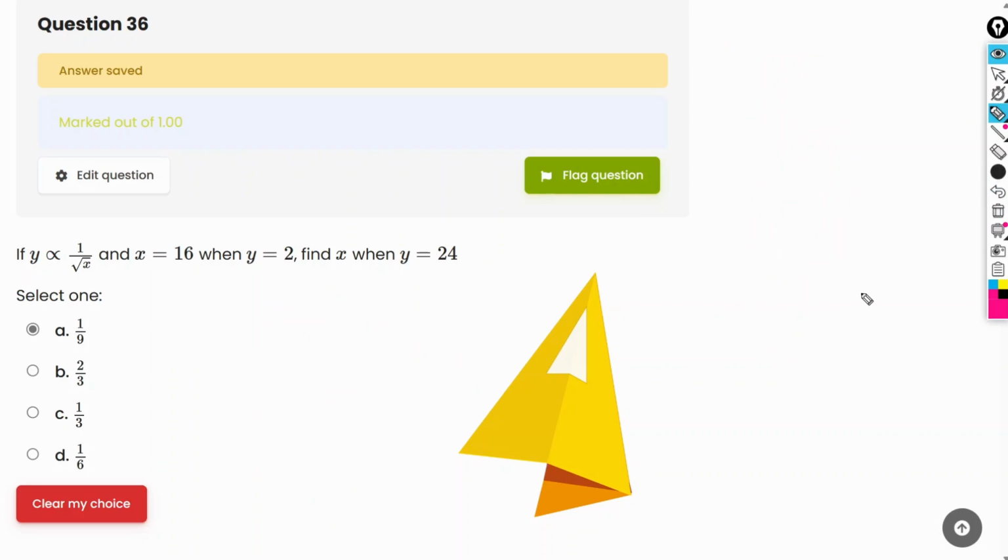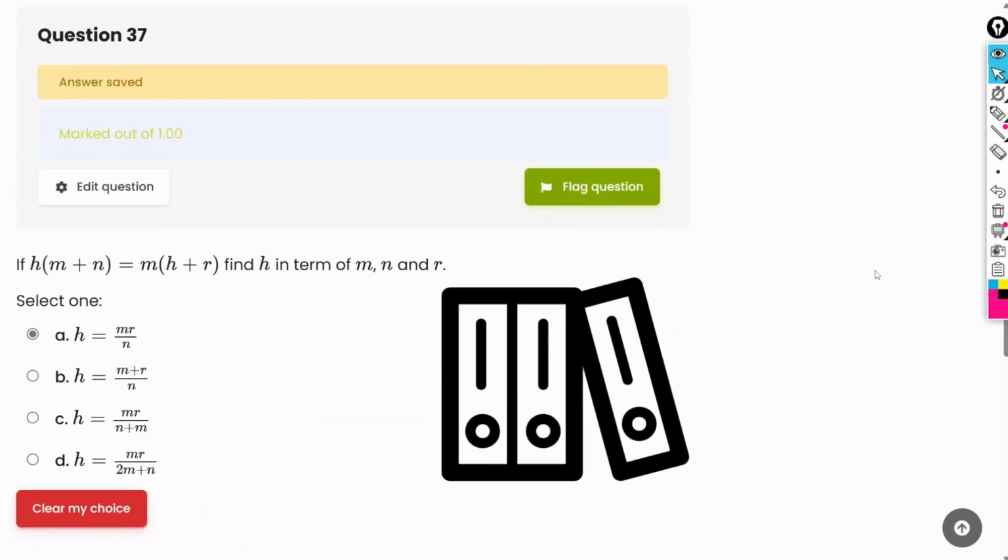All right, let's take on 37. We are asked to make H the subject of the formula, so find H in terms of M, N, and R. What we have here is H bracket M plus N is equal to M bracket H plus R. First, I'll expand all of that. I'll have MH plus NH is equal to MH plus MR.